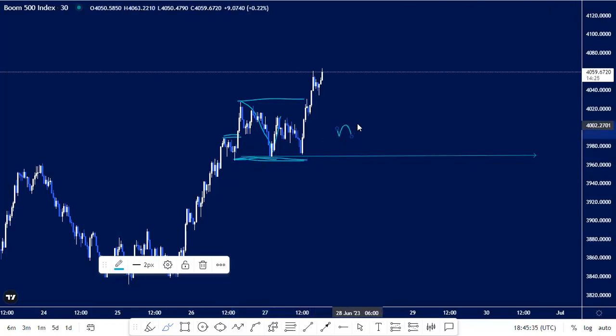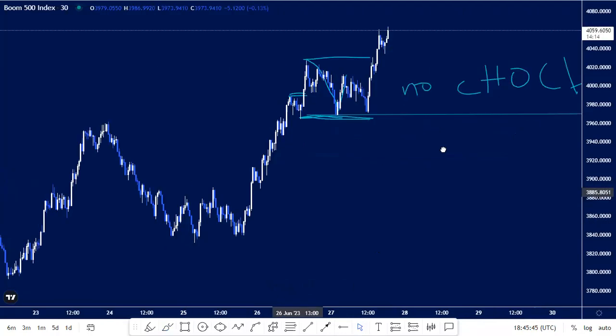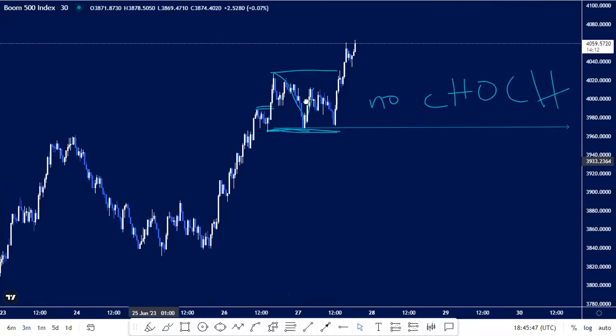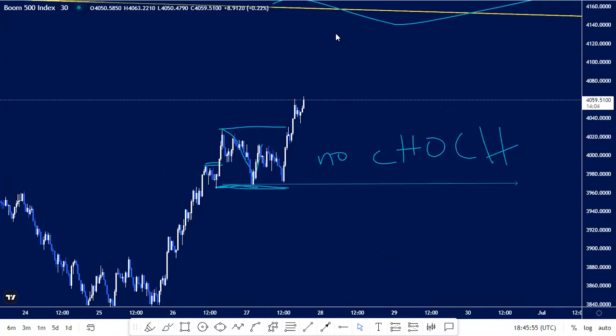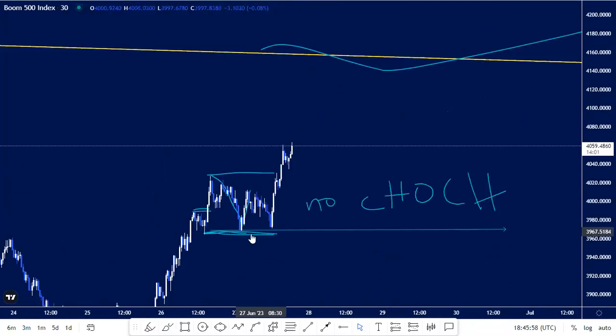So no change of character, it means there is no what? There's no shift. There's no shift in market momentum. And when there's no shift in market momentum, it means the market will continue in the direction that it was initially going. For example, in this case, this was bullish order flow. So no change of character means there's no change in order flow and there's no shift in momentum. The market will simply continue in the previous momentum that it was going in. So there was no change of character there.